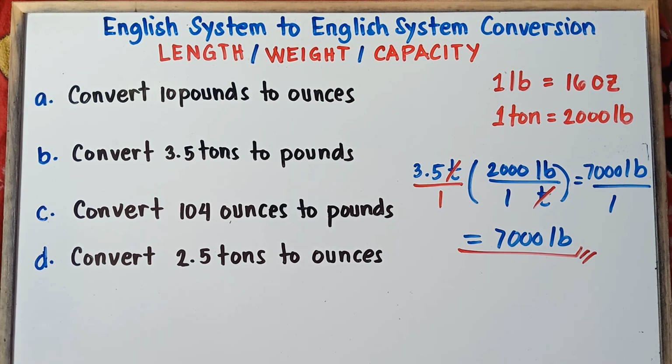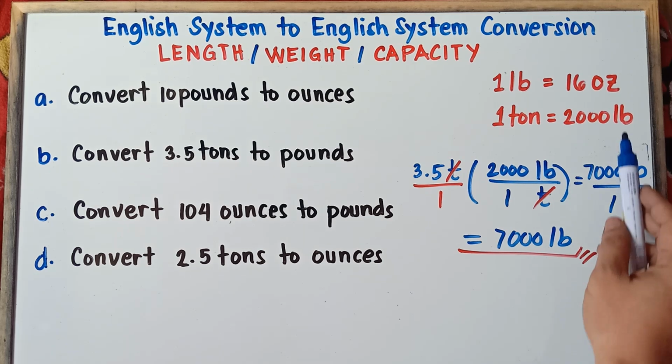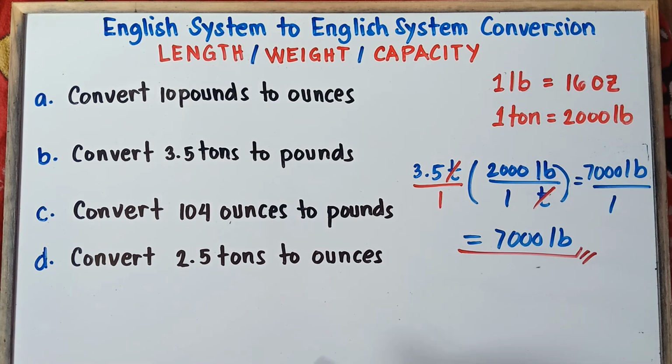Alright, so let's try letter C. Convert 104 ounces to pounds. So once again, do we have ounces to pounds? Yup, we have 16 ounces is equivalent to 1 pound. Alright, so we will be using this one.